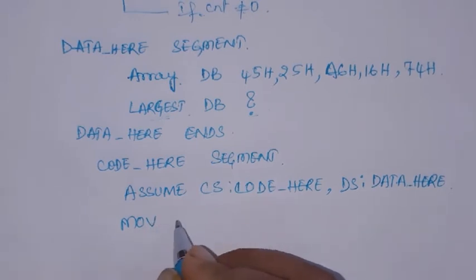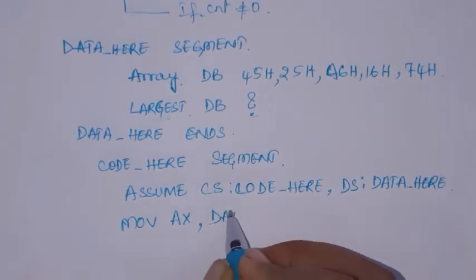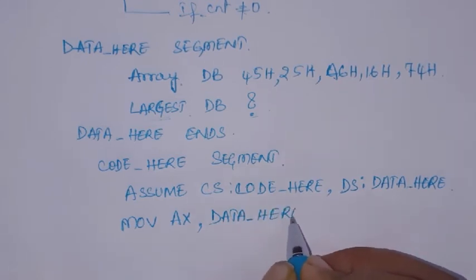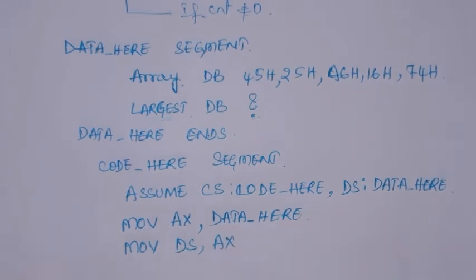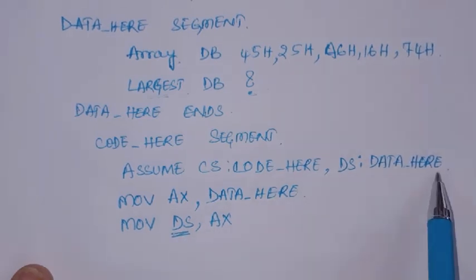Now initialize the data segment register. We cannot load the address of this logical data segment directly to the data segment register. So we'll move it first to AX and then from AX to DS. The data segment register now will point to the data segment, which is data here.